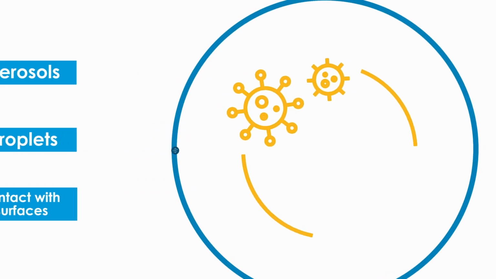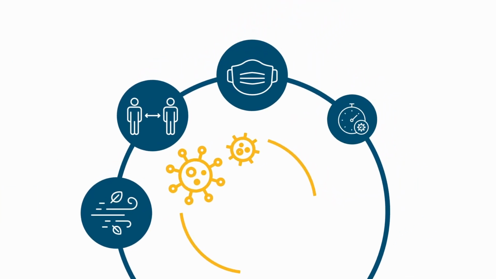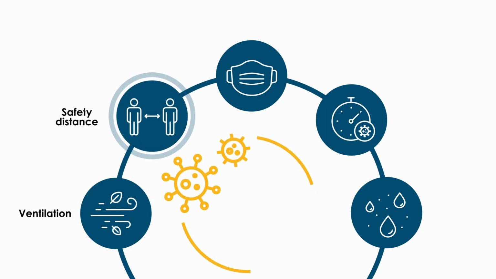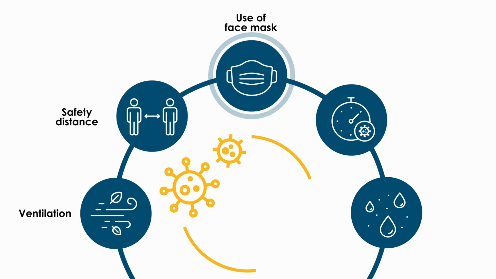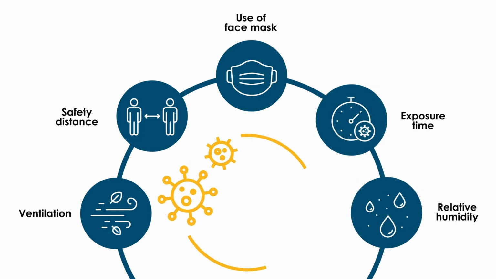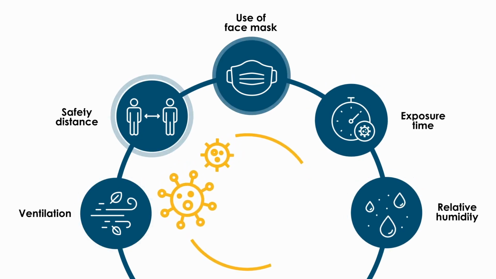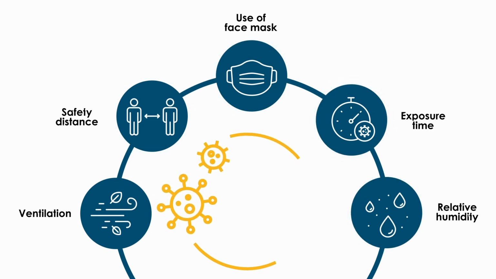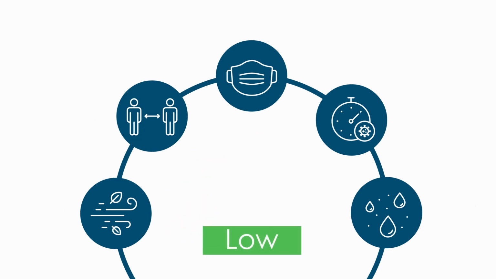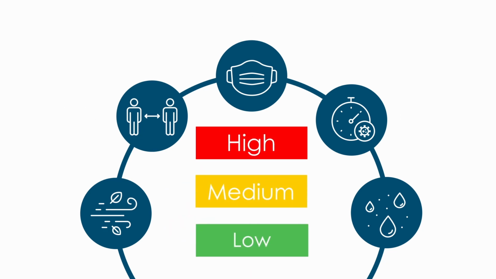The level of transmission risk depends on a combination of 5 factors: ventilation, safety distance, use of face mask, exposure time, and relative humidity. The combination of these factors and whether or not they are managed correctly influences the transmission risk level, which can be low, medium, or high.